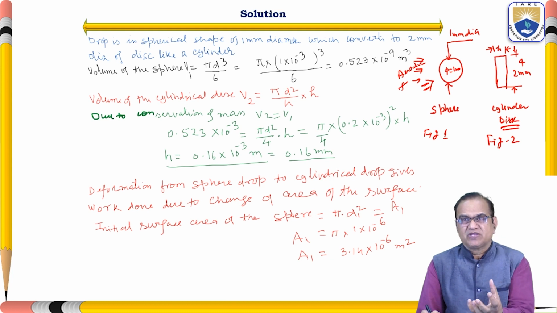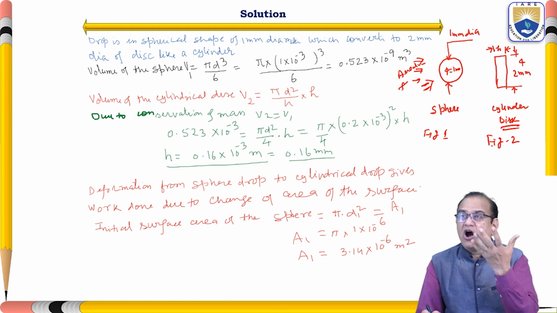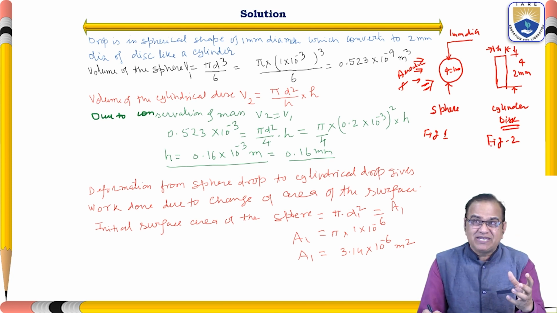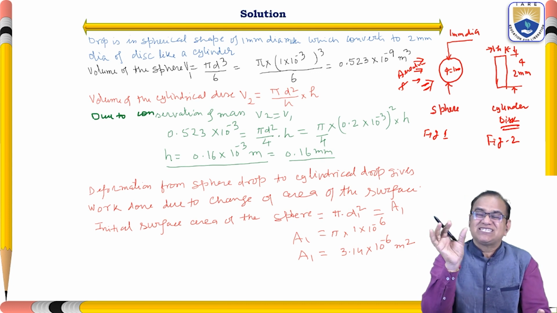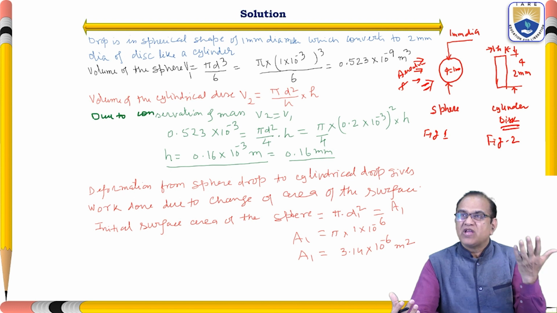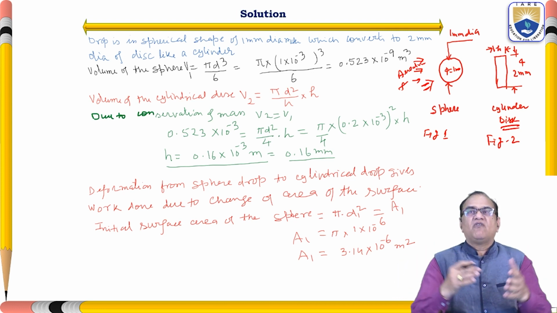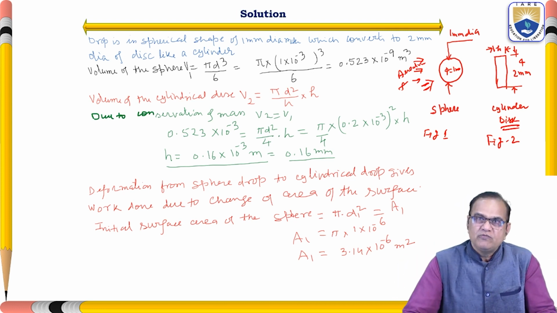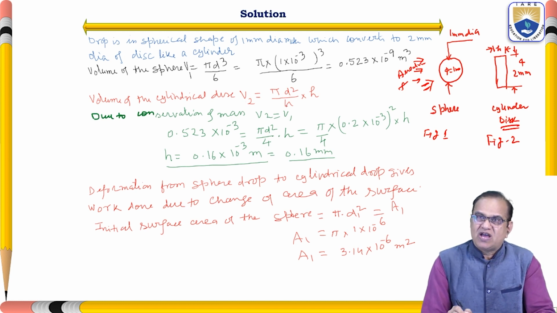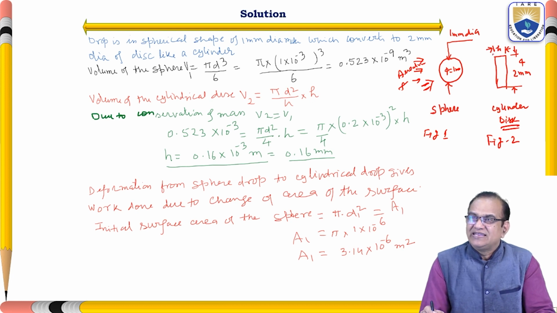The volume is the same, meaning V1 is equal to V2. But how much is V2? V2 is the volume of the disk, where the diameter of the disk is 2 millimeter and the thickness is h. But h is not given. We have to find h with the help of V1 equal to V2, because the volume is the same. So the volume of the cylindrical disk V2 is pi d squared by 4, this is the area, into the thickness or the height of this disk.